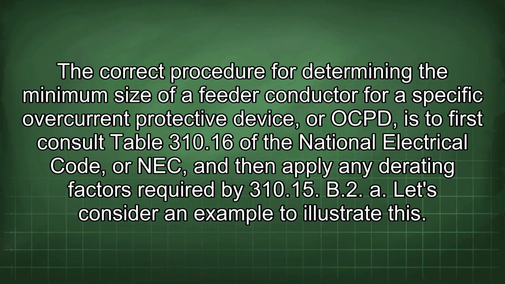The correct procedure for determining the minimum size of a feeder conductor for a specific overcurrent protective device, or OPD, is to first consult Table 310.16 of the National Electrical Code, or NEC, and then apply any derating factors required by 310.15(B)(2). Let's consider an example to illustrate this.